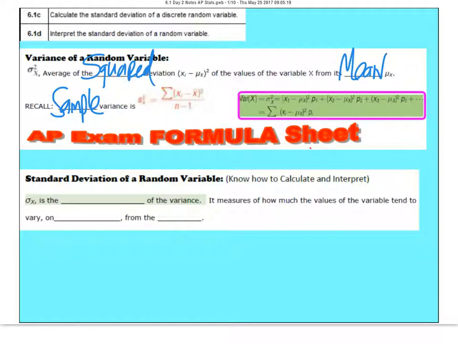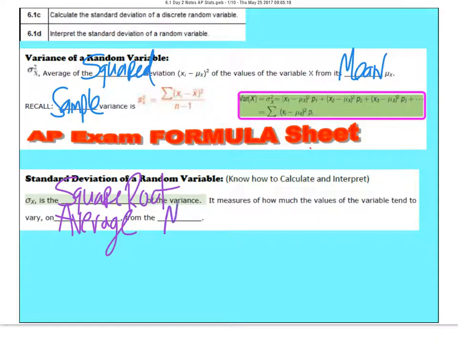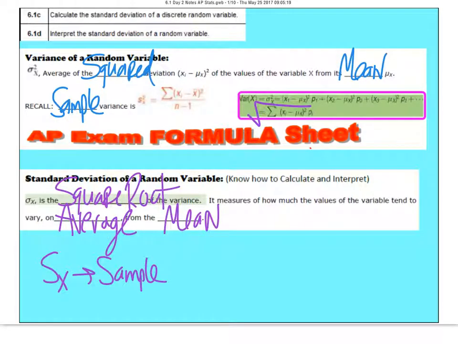Let's talk standard deviation now. Remember standard deviation. Variance was sigma squared. Well, standard deviation is just sigma. So what it is the square root of variance. And what it does is it measures how much the values of the variable tend to vary on average from the mean. Again, for the population, a standard deviation is sigma sub x, and then for the sample, recall, it is s sub x. To find standard deviation, therefore, once you have the variance answer, all you have to do is come in and actually take the square root of that, and you have it.